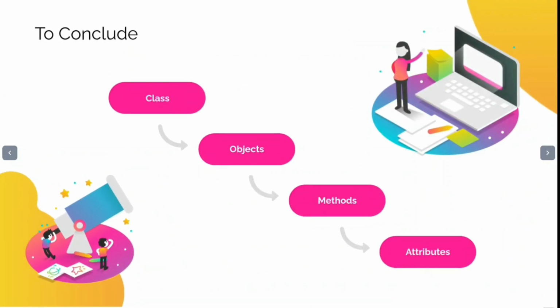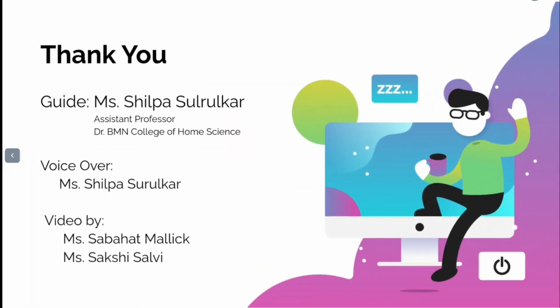To conclude, object-oriented programming is a methodology that focuses on classes and objects. The class can be defined as a collection of objects that define the common attributes and behaviors of all the objects.